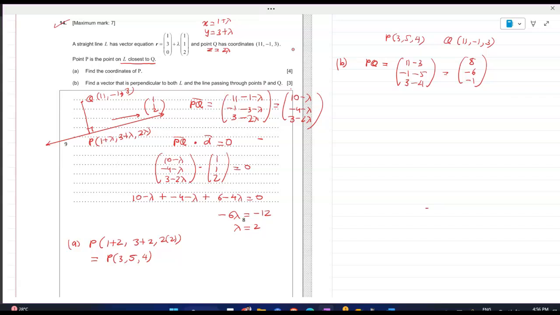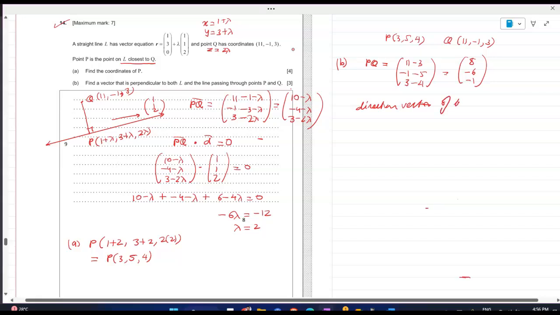What is the direction vector of the line? (1, 1, 2), correct? So now how do you get a third vector? You remember, you take the cross product. If you have one vector and another vector, to get a third vector perpendicular, you have to take the cross product of these two vectors. You can use your calculator to do that.